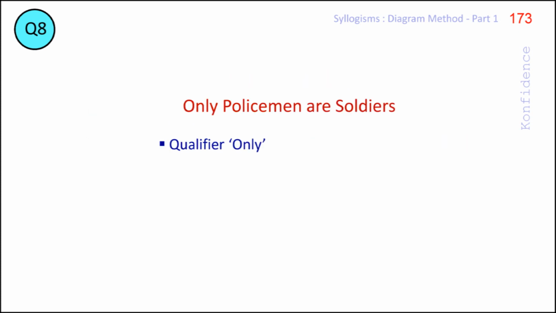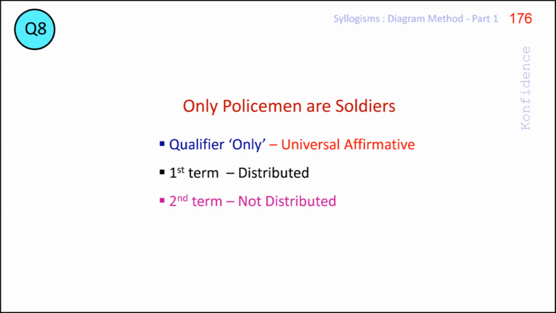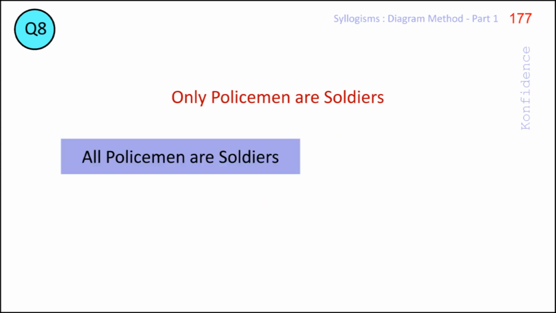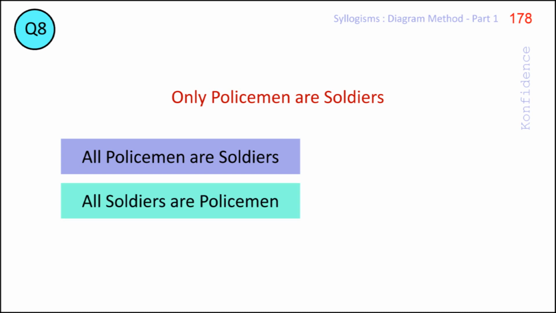The qualifier "only" is classified as a universal affirmative statement. For a universal affirmative statement, the distribution pattern is that the first term is distributed and the second term is not. However, it is a bit different in the case of statements with the qualifier "only". Just look at the statement, "only policemen are soldiers". Does it mean all policemen are soldiers, or all soldiers are policemen? Which of these two is correct?